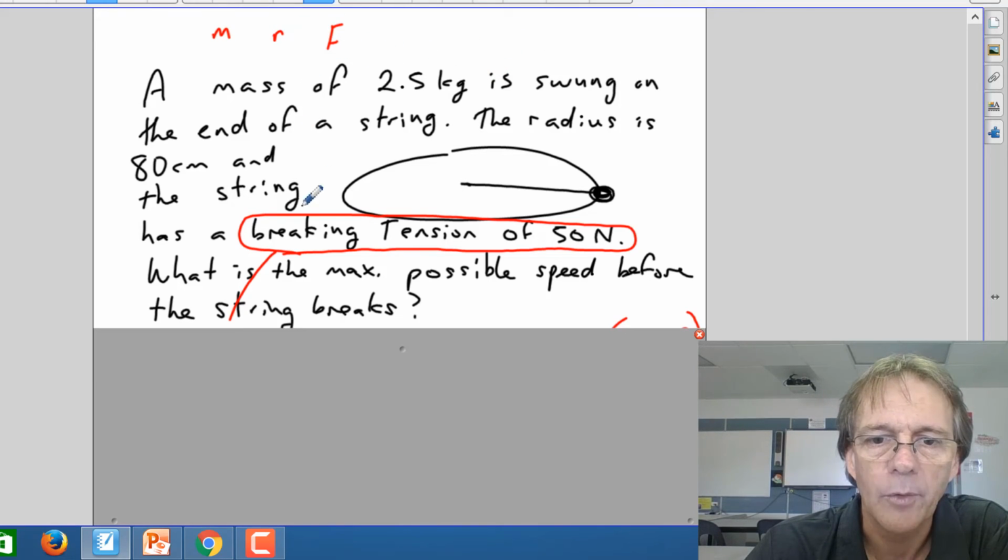So we know those, and it's asking what's the maximum possible speed. In this case, we use velocity here. So is there a formula where we've got those three that we know, and we want to find v?